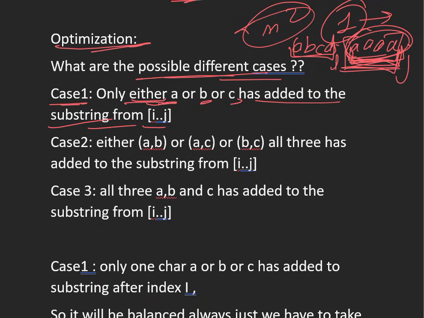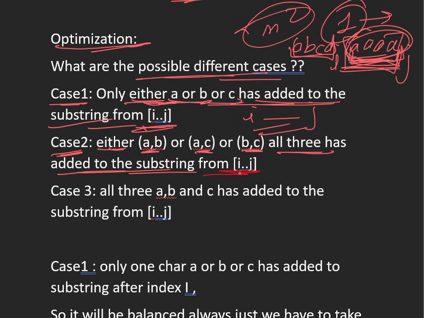So the first case can be only one character is added after index i up to index j. Okay, what can be the second case? Second case is either a or b is added, a or c is added, b or c is added, and all three have been added to the substring from i to j. So right, this is case 2. What can case 3 be? Like we have added all three a, b, and c to the substring from i to j.